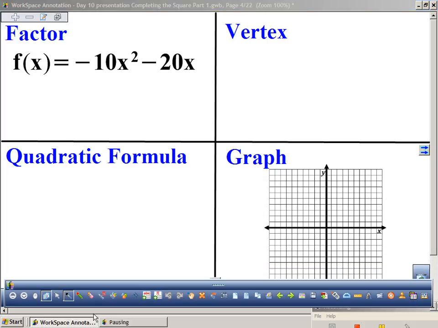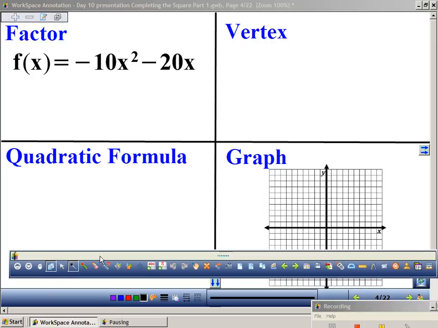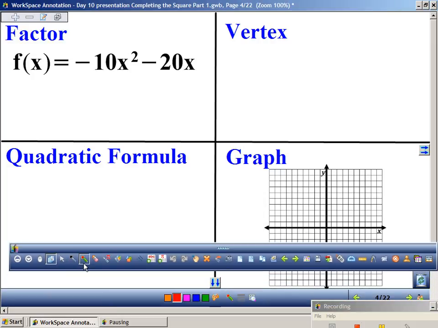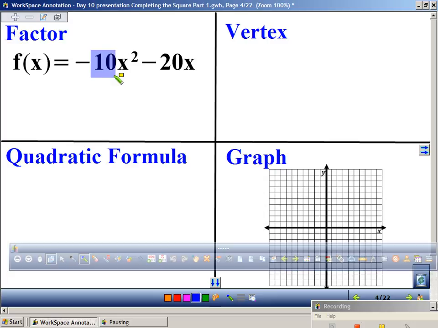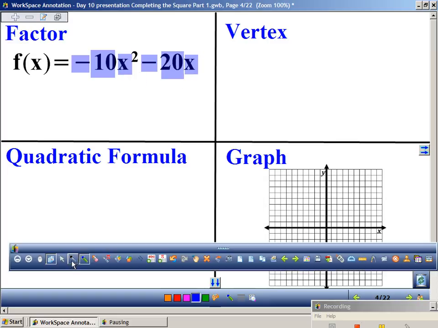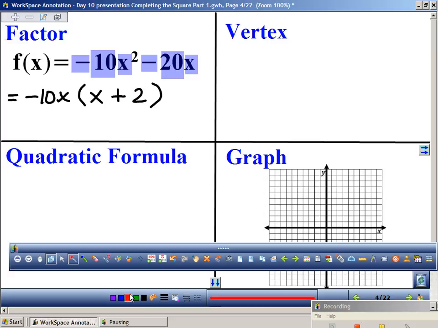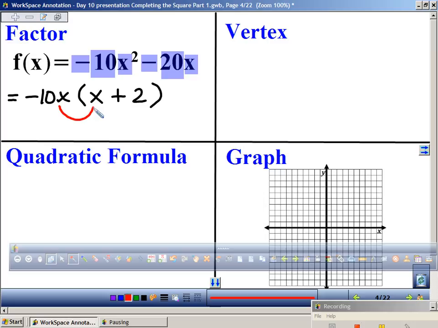Okay, so if I were to factor, I would see that I have a 10 in common here and a negative. They both have a negative, both have a 10, and they both have an x. So I'm going to factor out negative 10x, and I would be left with positive x plus 2. If I want to double check that, what's negative 10x times x? Negative 10x squared. What's negative 10x times 2? Negative 20x. So I just checked my work.